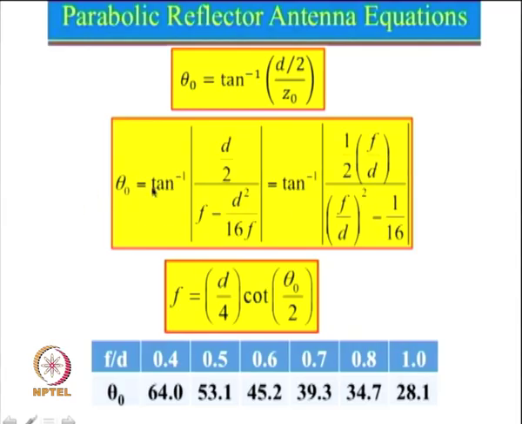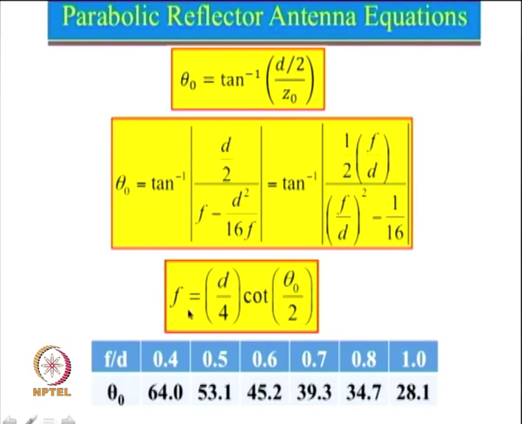So, what we can see here is there is a relation between theta 0 and f by d. So, if f by d is given for a parabolic reflector, we can find the value of theta 0, and this equation can be further simplified, and we can write this whole thing as tan theta 0 over here, and that gets simplified to this term. What we can see here is that if theta 0 is known, then we can find out the value of f for a given d, or we can bring this d to this side. So, f by d will be equal to 1 by 4 cot theta 0 by 2. In fact, this is a very important thing, and one should really look at these values, because this will help us in designing a reflector antenna.